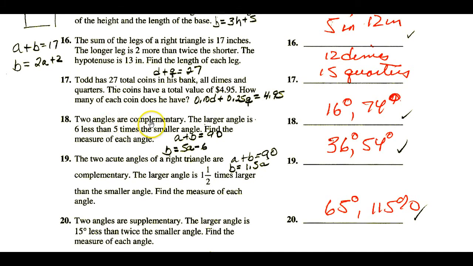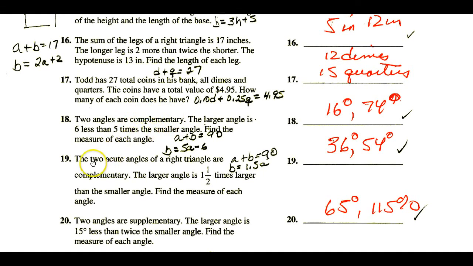Two angles are complementary. That is, their total is 90 degrees. So there it is. A plus B equals 90. The larger angle is 6 less than 5 times the smaller. Well, make A the smaller, B the larger. So the larger is 6 less than 5 times the smaller. So again, if you catch on to a number of hints they're giving us in the problem, whatever method.